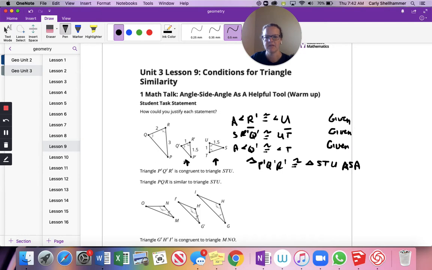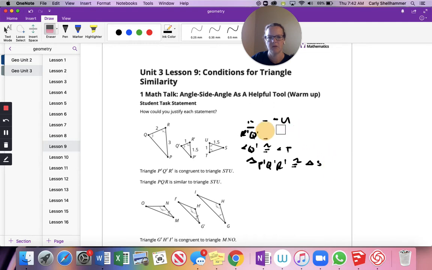Okay, so cool. Now, triangle PQR is similar to triangle STU. I'm going to erase what I've drawn up there so you can push pause and write it down real quick. But I need some more space. Ooh, I want the big eraser. I don't know if you hear my washer in the background doing some laundry.